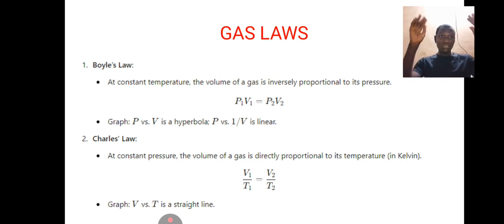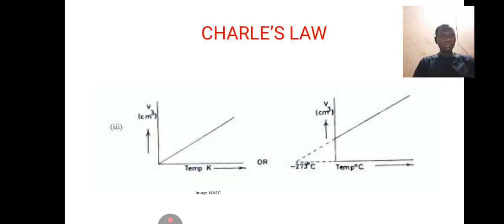So if you are reducing temperature, volume will be reducing. If you are increasing temperature, volume will be increasing. Do you get this? On the contrary, in the Boyle's law, as pressure decreases, volume increases. I hope my explanation is clear enough for you to understand. Please let me know. All right, so let's go.